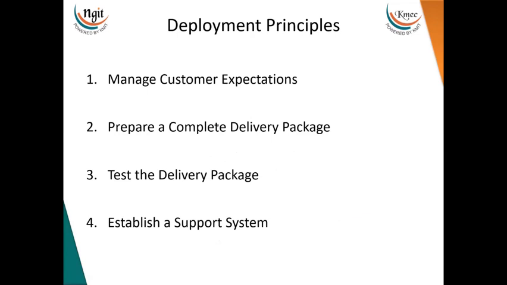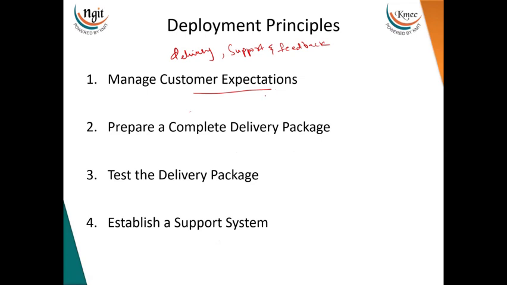So the first principle says manage customer expectations. Basically, when there is a project that we work on, the customer will give you requirements. Based on the requirements, we try to do the project, right? The key things in the deployment activity are delivery, support, and feedback. So these three are the main actions encompassed in your deployment activity. To ensure all these things, we have some principles. That is what the first principle says: manage the customer expectations.